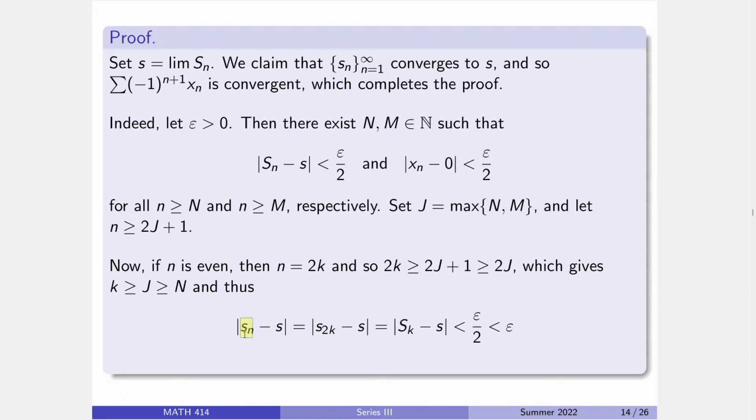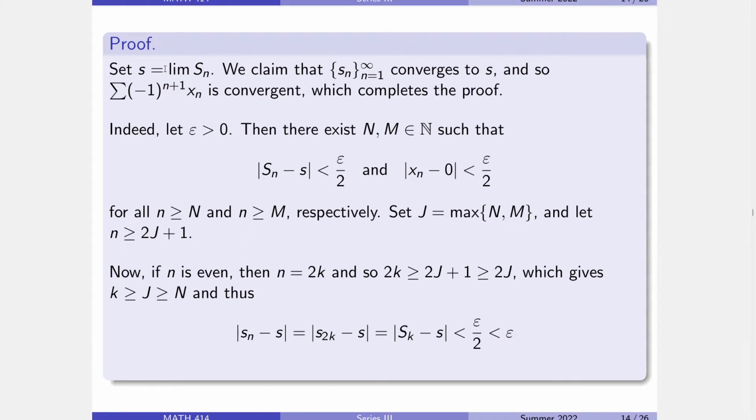Now, little s sub n, remember, if I plug in 2k into that, I'll pick up capital S of k. k is bigger than n, so this is less than epsilon over 2, which means it's strictly less than epsilon. Hey, there we go. That's not too bad. And this is just effectively rewriting the fact that we already know this converges to S.